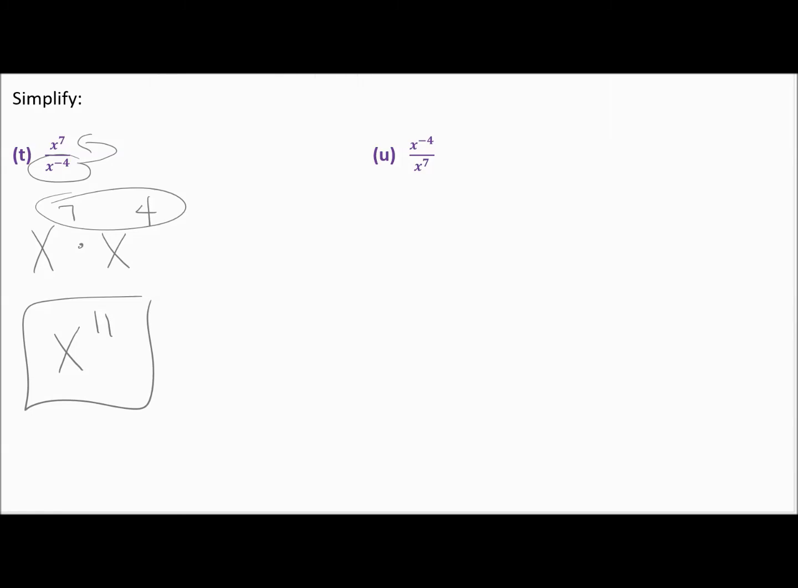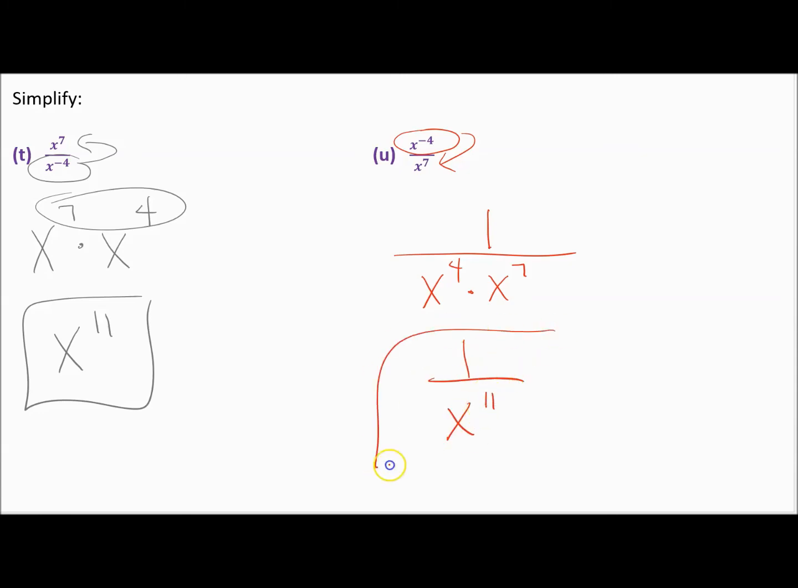Now this time, my x to the negative 4, the negative is in the numerator, so it belongs in the denominator. The x to the 7th can stay in the denominator because it's already positive. So, okay, if x to the negative 4 goes to the bottom, and x to the 7th is already in the bottom, my question is, what goes in the numerator? Well, it's a 1, right? It's a 1. So this is going to be 1 over x to the 11th power. Compare these two. Make sure you're comfortable with that.